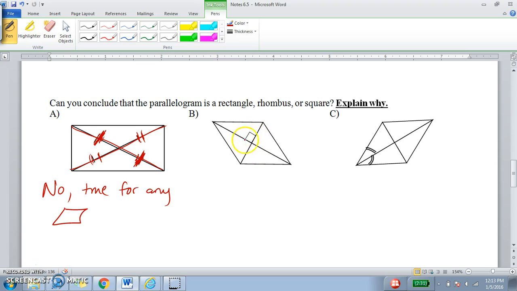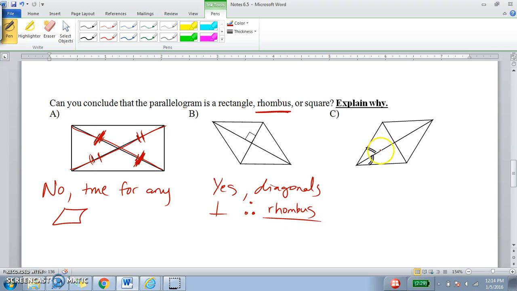All right, this one, we've got a right angle in the middle, which is an indication that this is a rhombus. Anytime you've got your diagonals perpendicular to each other, diagonals perpendicular, therefore, remember the 3 dots means therefore, so therefore this is a rhombus.